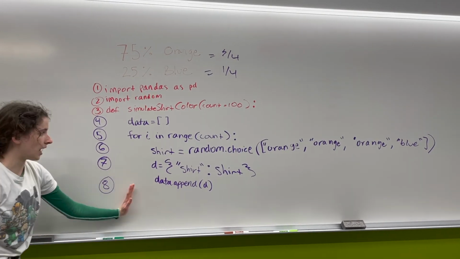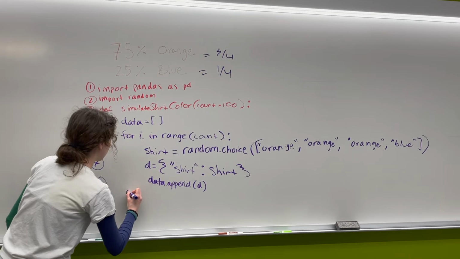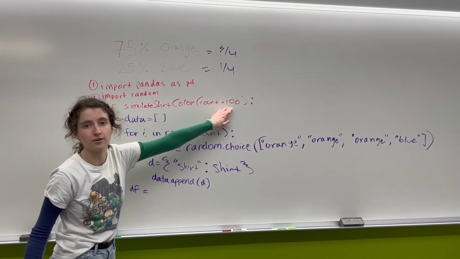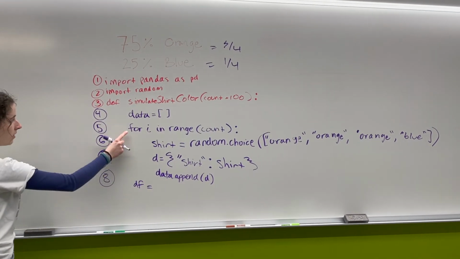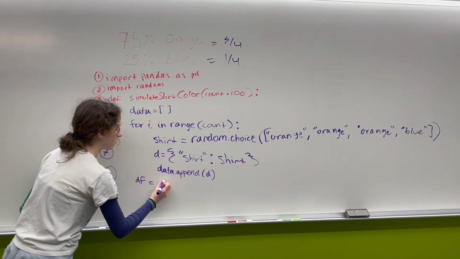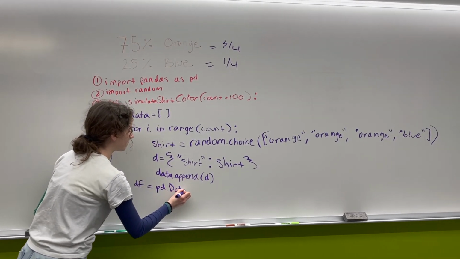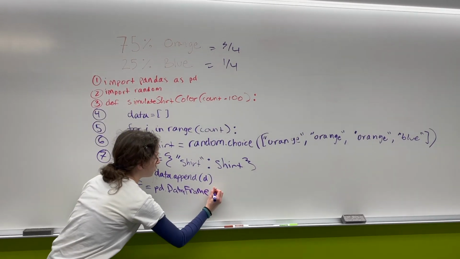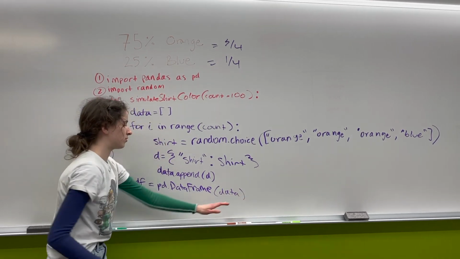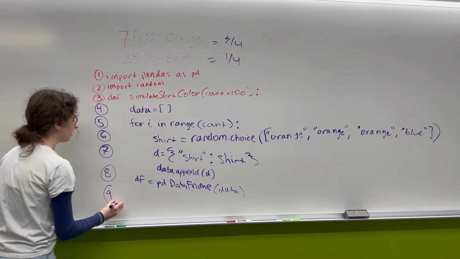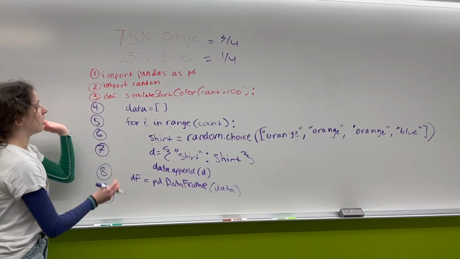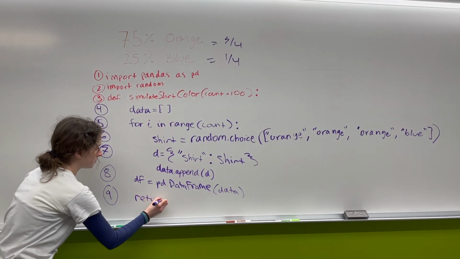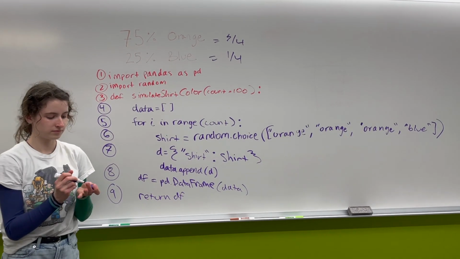And then get out of the for loop, create your data frame df, because you don't want to make 100 data frames. You want to have one data frame at the end, so you pull it back out. You do pd.DataFrame to create an empty data frame, but you don't want it to be empty this time. You just put data in the parentheses, and that puts data in the data frame. And then finally, the problem wants you to make your function return the data frame, so you just put return df. And that's it.